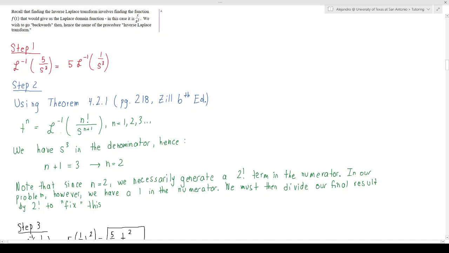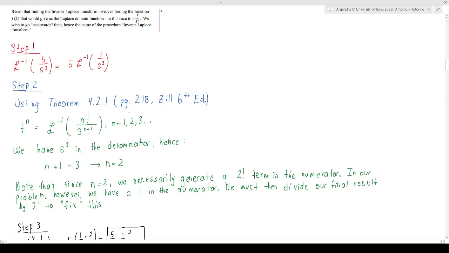The way we use this is we find the form that matches the form of our problem. Notice that in the table you'll see a bunch of different forms of inverse Laplace transforms. The one that catches my attention is this form here, n factorial over s raised to the n plus 1. The reason is that n factorial will always be a constant, and we have s raised to the n plus 1.